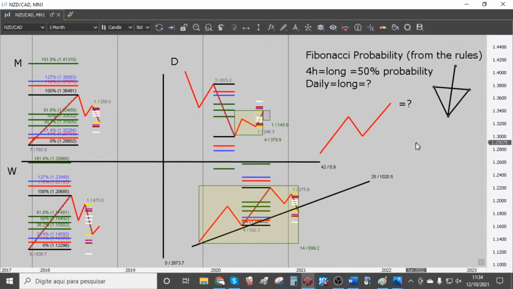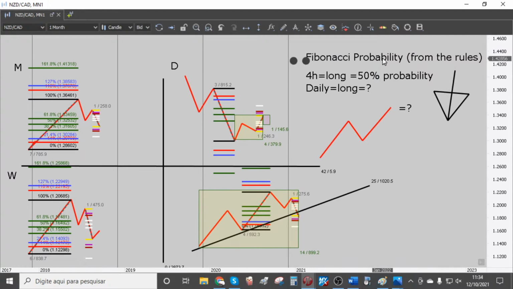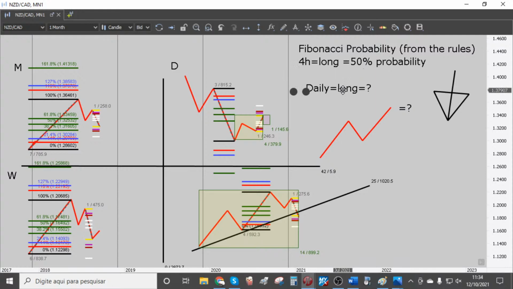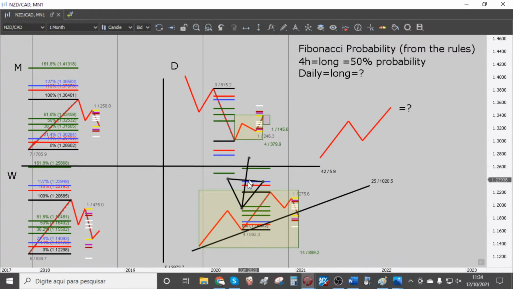One more time, I'm not saying that teacher Lucas is wrong. I'm simply asking questions. This is the 4-hour chart. We want to go long. The original Fibonacci is up. We don't have the confirmed C. Probability 50%. Check. What about the daily? The daily can go long, and now we opened a new chapter, it's called assumption trading. The daily can go long, based on what?